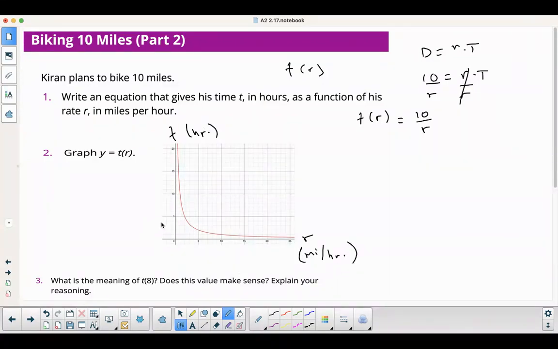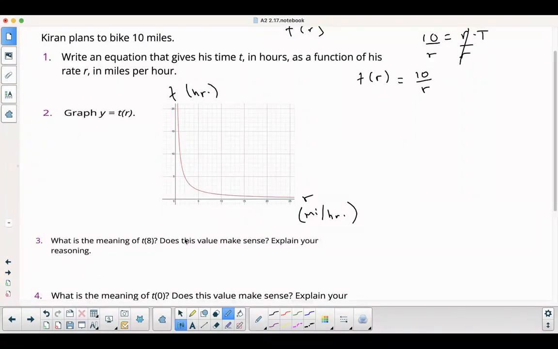Okay? So basically, as the rate goes up, the time goes down. Okay, so the faster Kieran rides their bike, the lower the time is going to be.